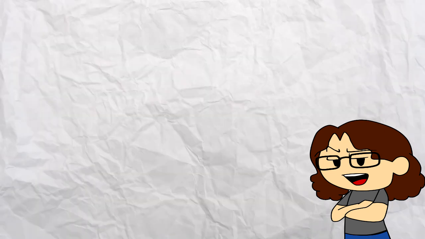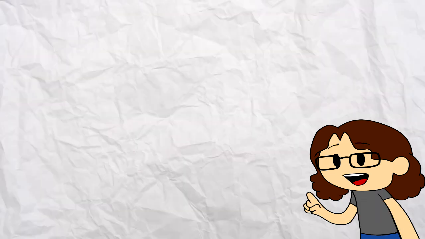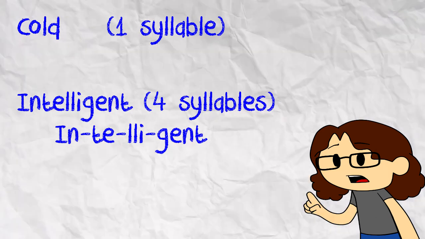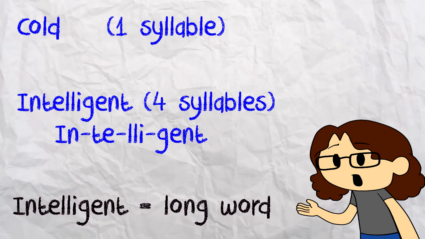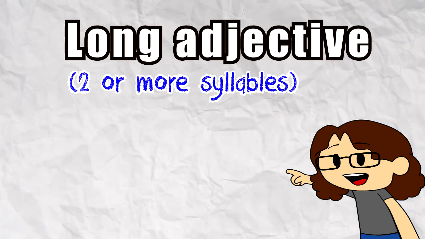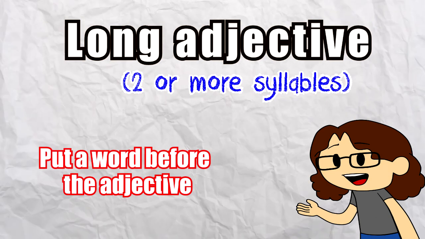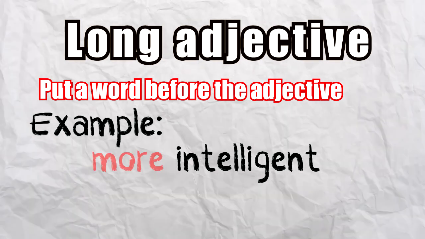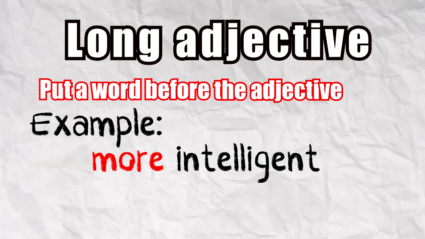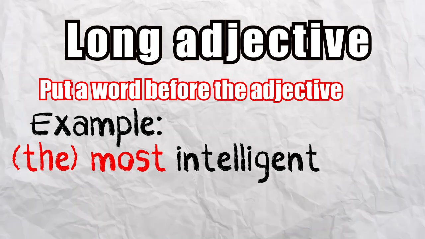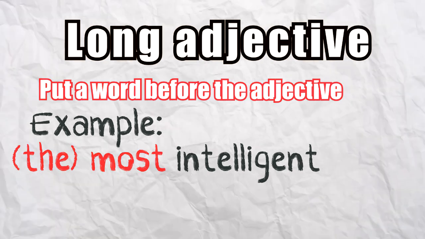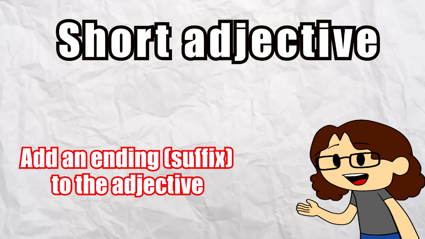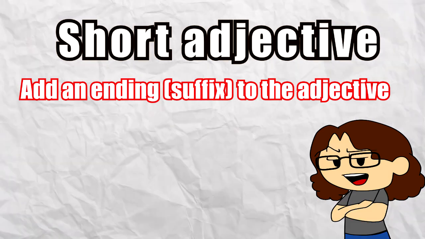The rules are very simple. You have to be aware of the amount of syllables of the adjective, because it depends if it's a long word or a short word. If the adjective is a long word, you have to add a word before. In the case of the comparative, that word is more, and in the case of the superlative, that word is most. If the adjective is a short word, you have to add an ending to the word, a suffix.